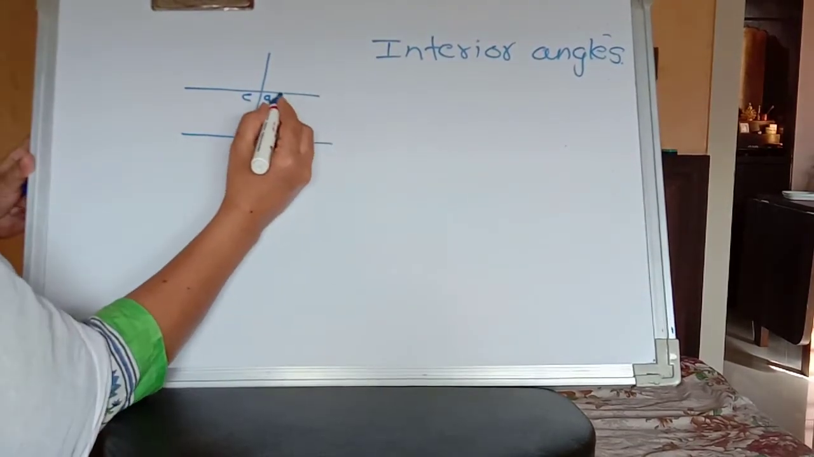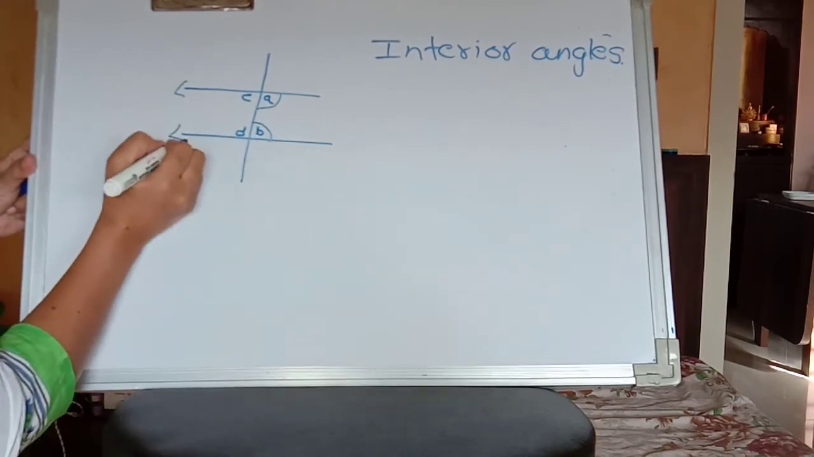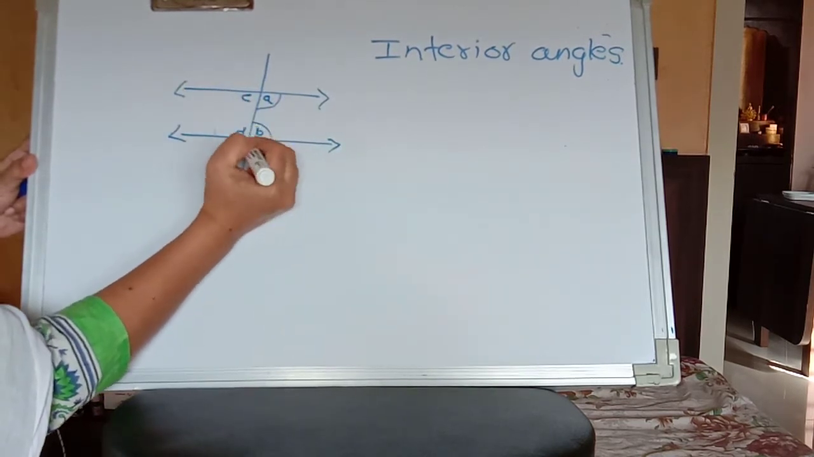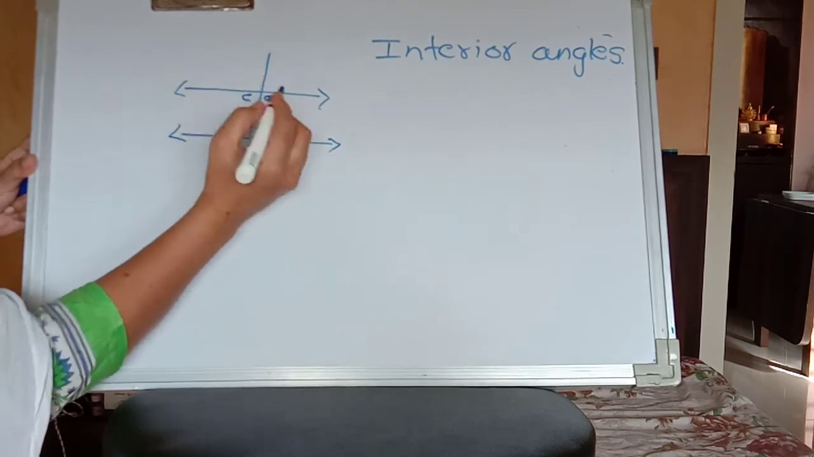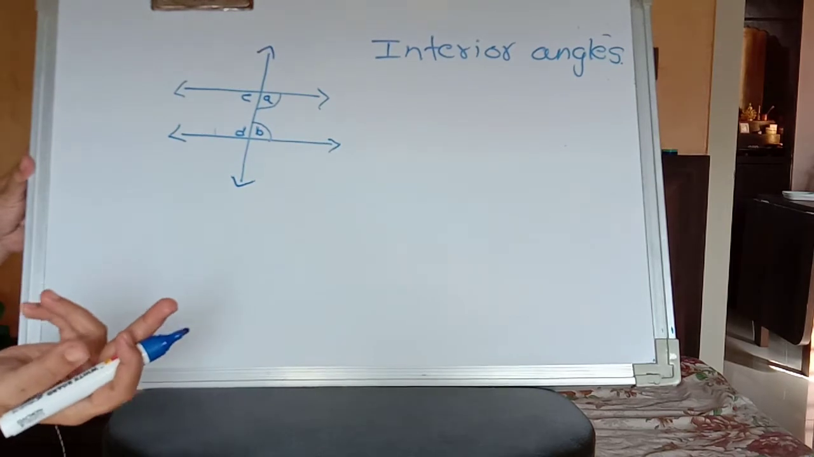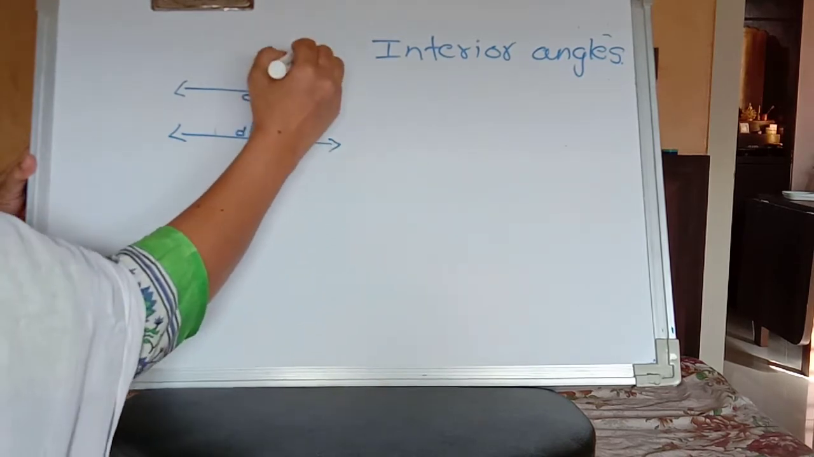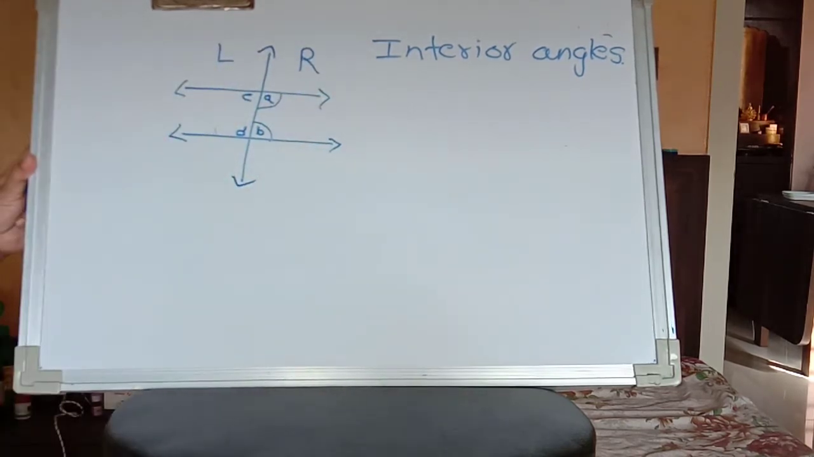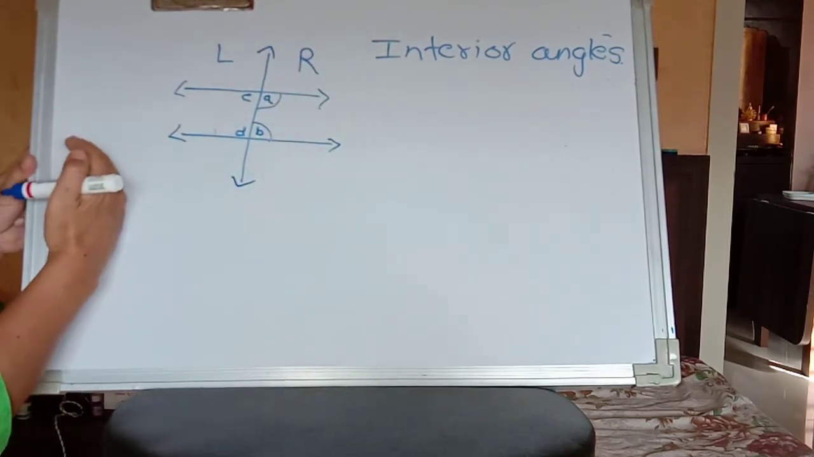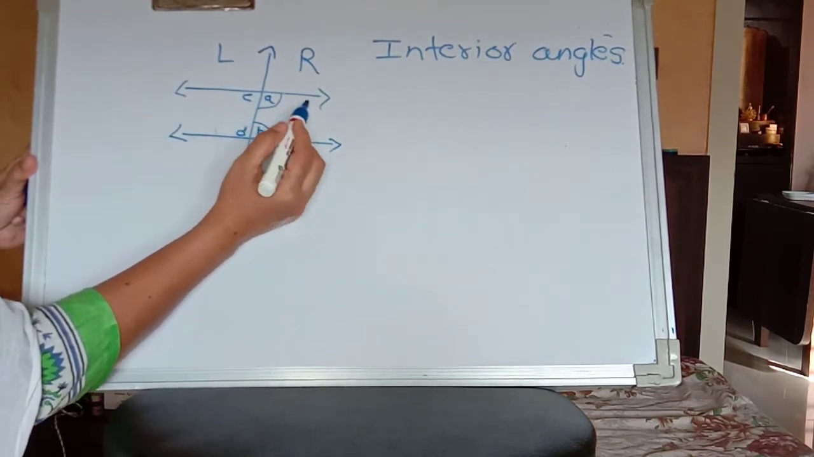Interior angles are angle A and angle B. The name itself tells why they are called interior. They are lying inside the two parallel lines. Can you see this is the inside part of the two parallel lines? And the second property is they are lying on the same side of the transversal. So very easy to remember. A pair of angles which are on the same side of the transversal, either right side or left side, and which are inside the two parallel lines. This is the interior part of the parallel lines.